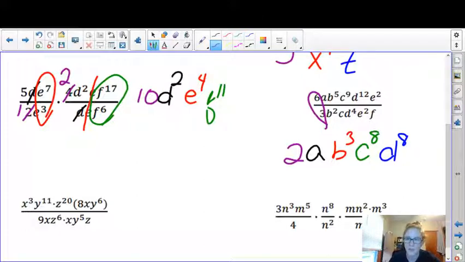My E squareds both cross out. As you can tell, I'm running out of colors. Sorry.